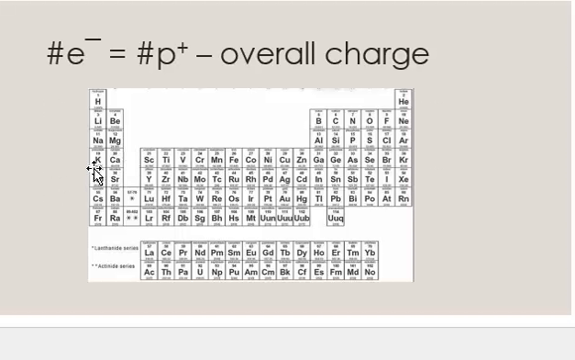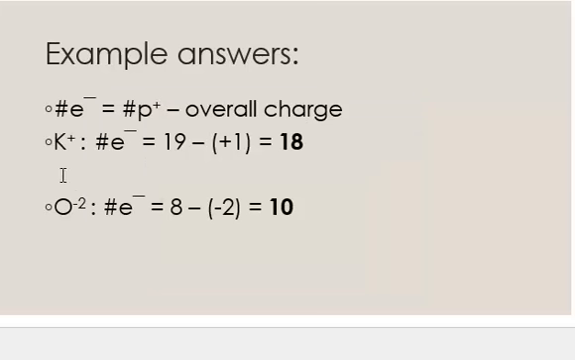We need the number of protons, and potassium has an atomic number of 19, and it has 19 protons, and oxygen has an atomic number of 8, and thus has 8 protons. For the potassium cation, the number of electrons is 19 minus the charge of plus 1, which is 18 electrons. This makes sense since cations have more protons than electrons.